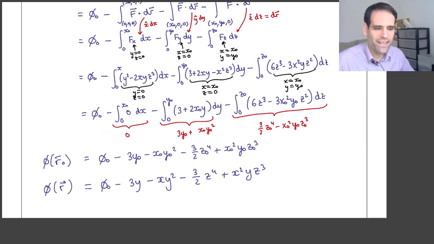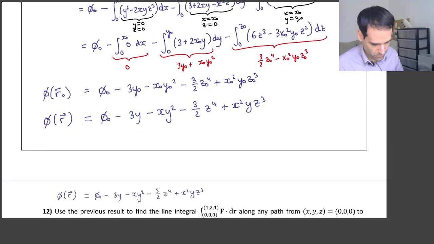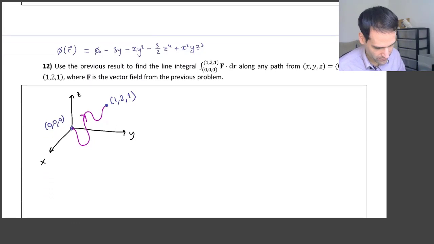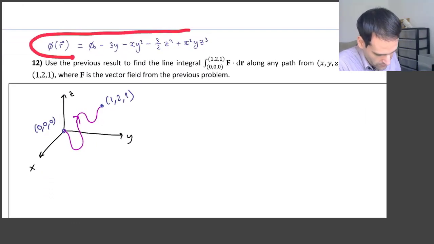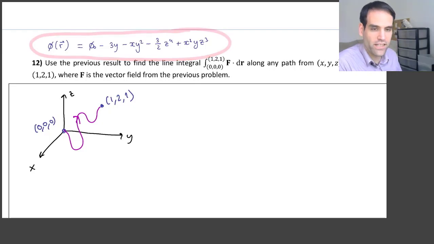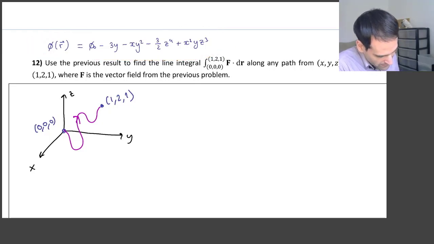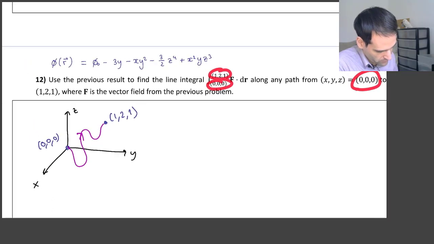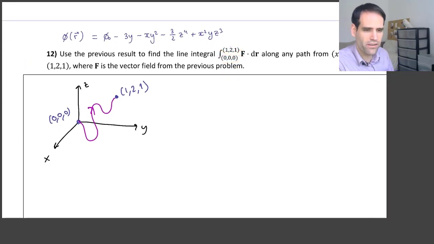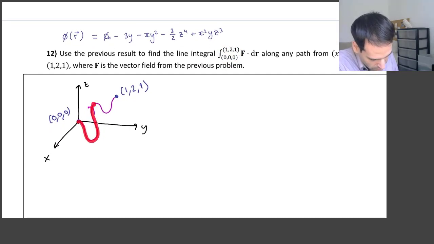Now there's actually a second section for this problem, which is problem 12, which says, use the previous result, which I have copied here. This is the scalar potential, to find the line integral of f.dr between these 2 points, 0, 0, 0 and 1, 2, 1, along any path from the point 0, 0, 0 to 1, 2, 1. So I have drawn here an example. We have the xyz space, and we are asked to calculate the line integral along any path.